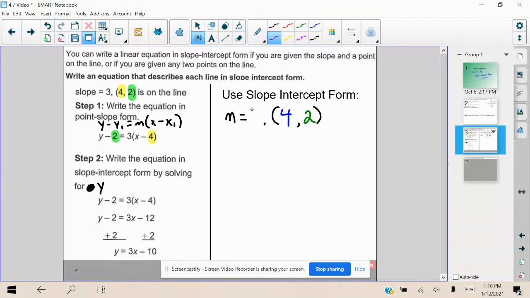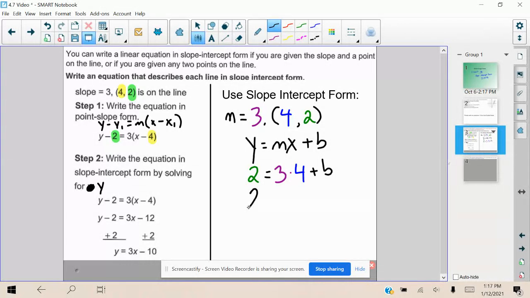So we know that slope intercept form is y is equal to mx plus b, because that's what represents these linear functions, these linear equations. We can substitute in what we know. So it's y equals mx plus b. The y value is 2. The slope value is 3. The x value is 4. We do not know the b value, so we're going to be solving for that y-intercept.